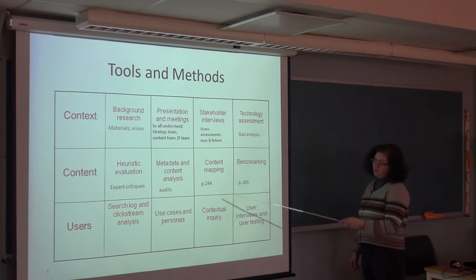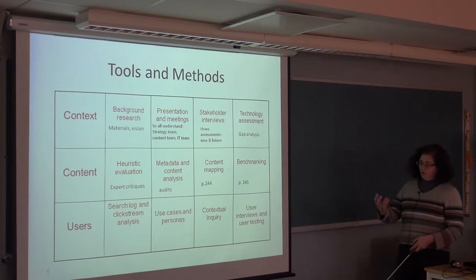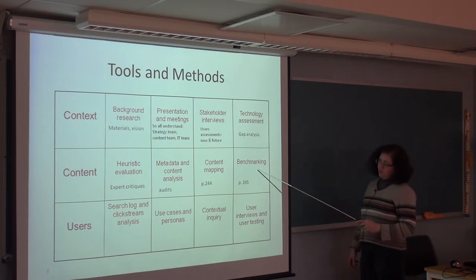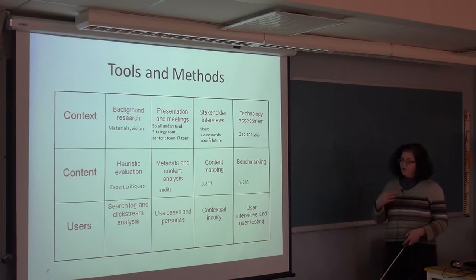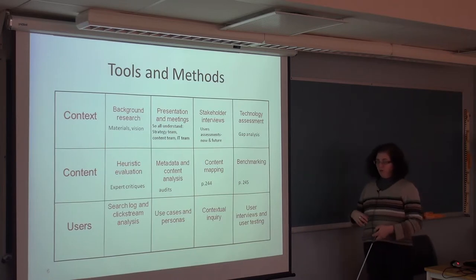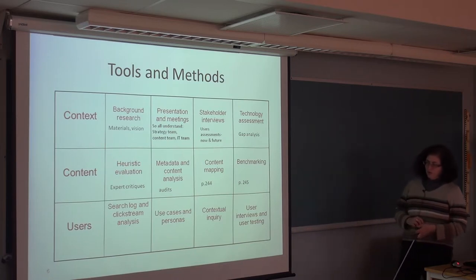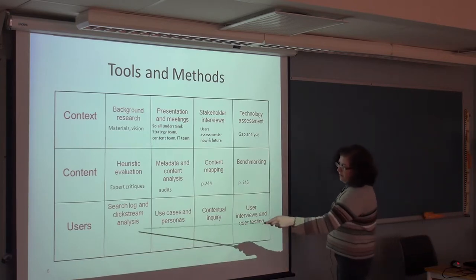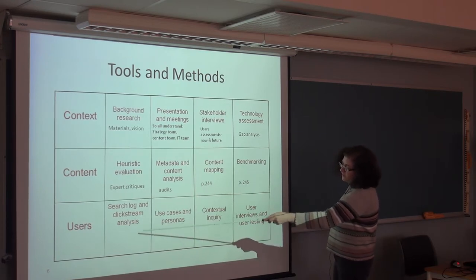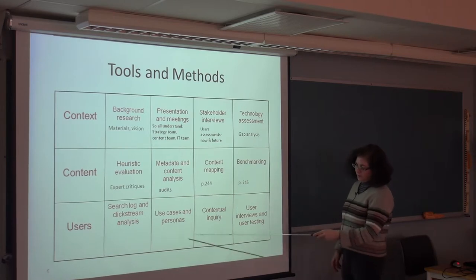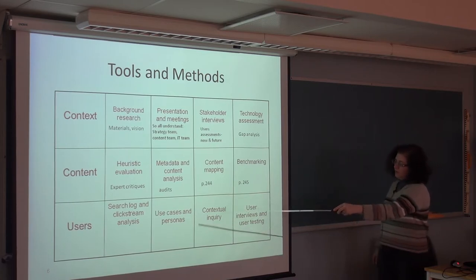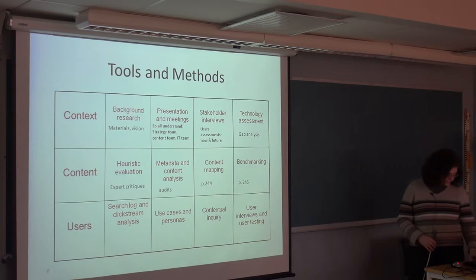And then the content mapping is mapping out the different chunks of data, where the data is placed and by whom it's used. And then benchmarking, again, is looking at what exists today so that we can look at changes later on and also compare it with others, maybe competitor websites. And then the users, using search logs and clickstream analysis, this is collecting data automatically from the website, using case information, contextual inquiries. These are different types of interviews, viewing processes.